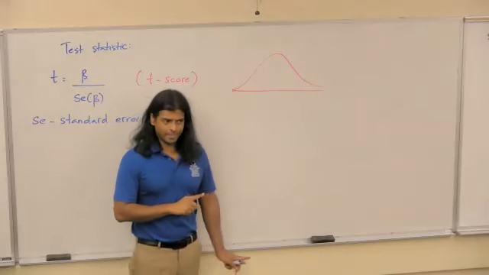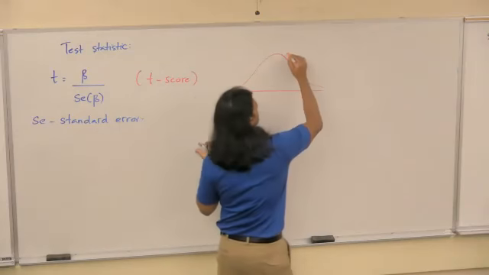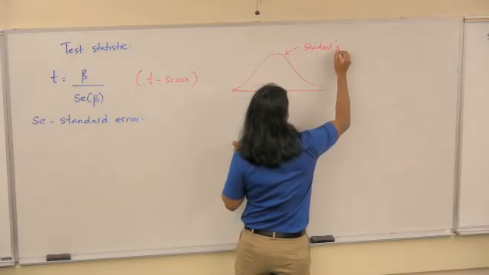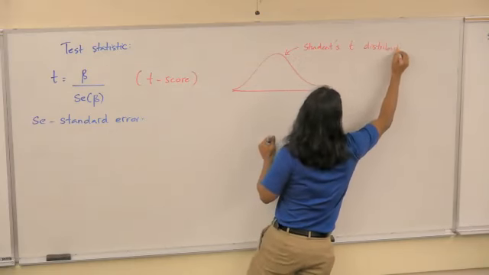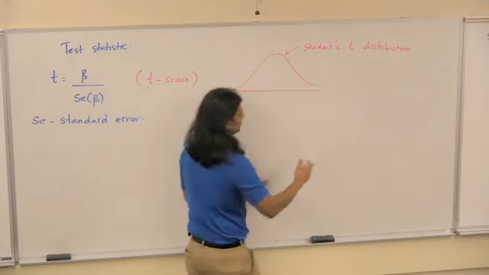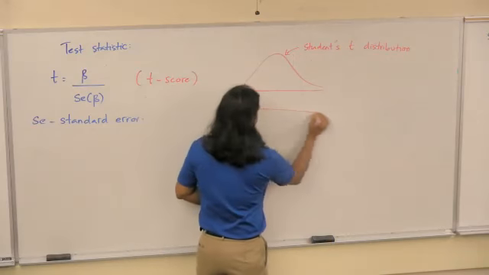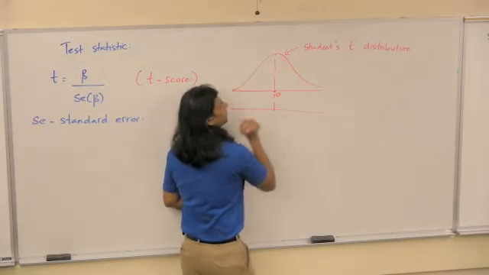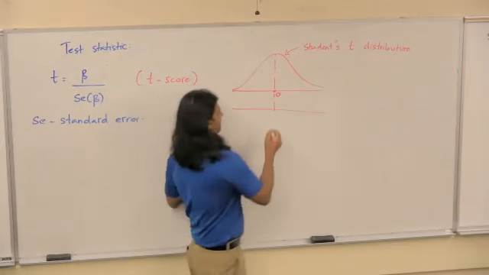That looks like a bell curve, correct? But it's not a bell curve, it's actually a t distribution. Both a bell curve and a t distribution look the same. The numbers are different, of course, but more or less in terms of shape, yes. The distribution is symmetric about zero.